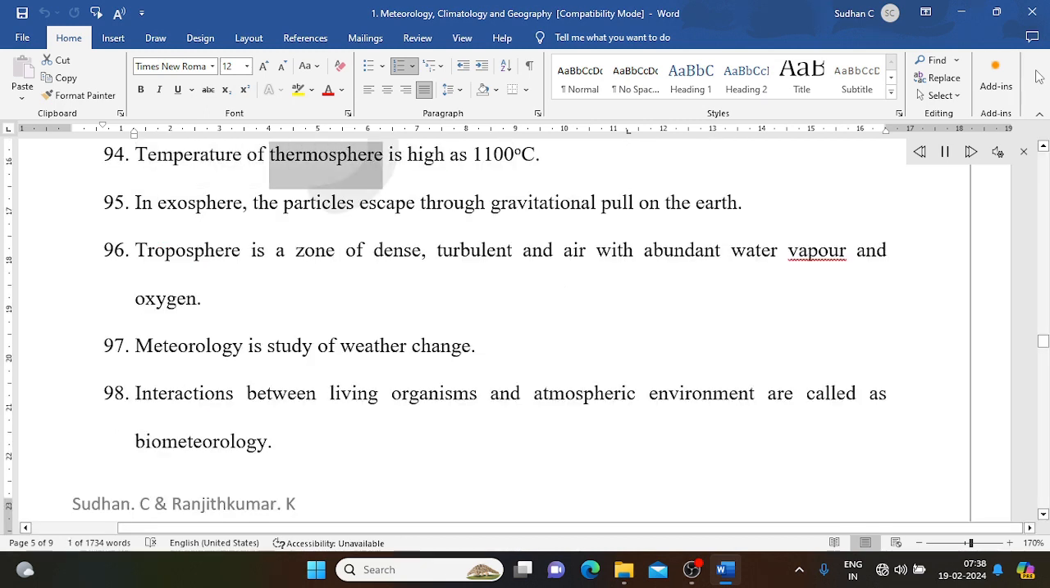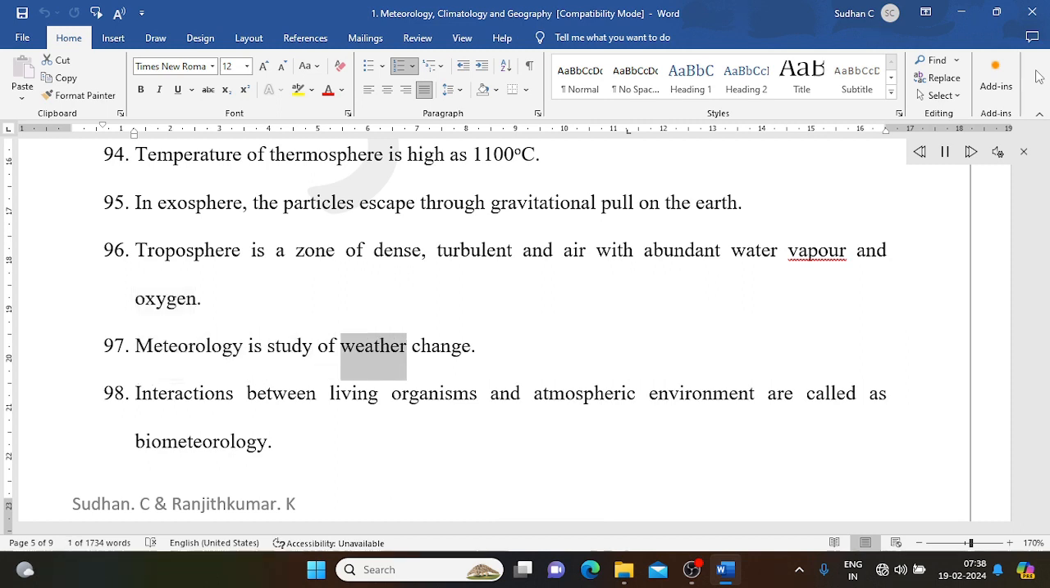The temperature of the thermosphere is as high as 1100°C. In the exosphere, particles escape through the gravitational pull of the Earth. The troposphere is a zone of dense, turbulent air with abundant water vapor and oxygen.